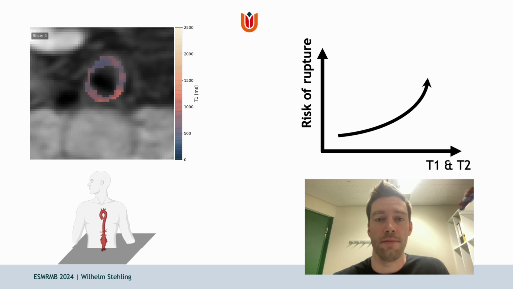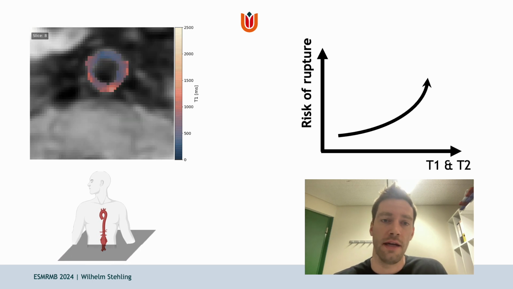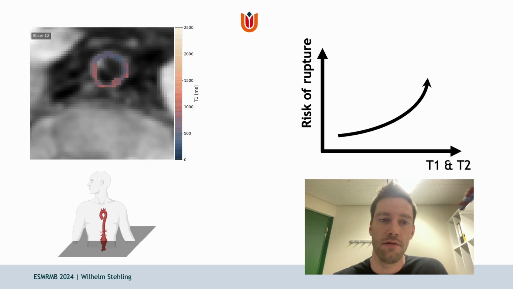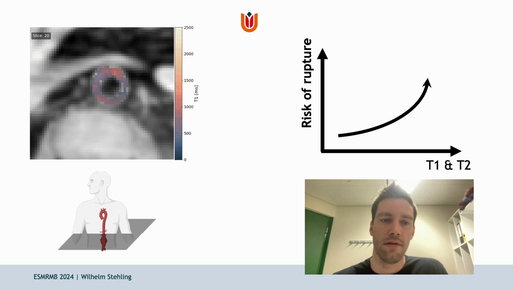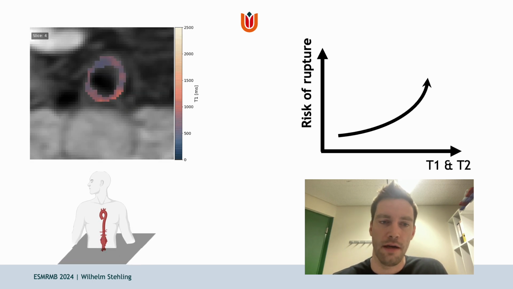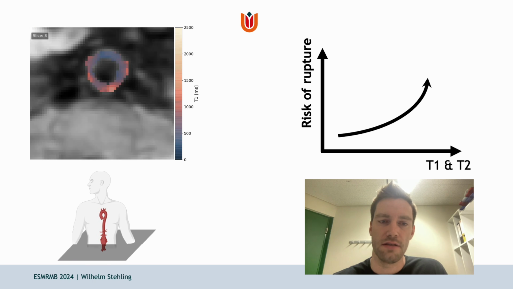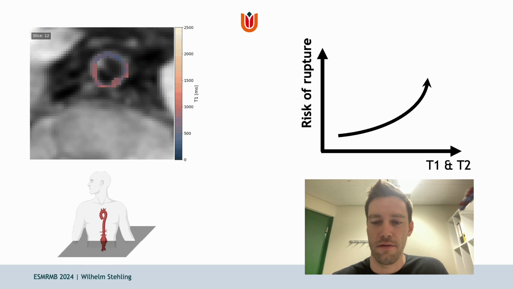So, to sum up, in our study, we want to connect the measured T1 and T2 values of the aortic wall of several patients with their aneurysm growth over time and ultimately have a better risk assessment factor than just the size of the aneurysm.